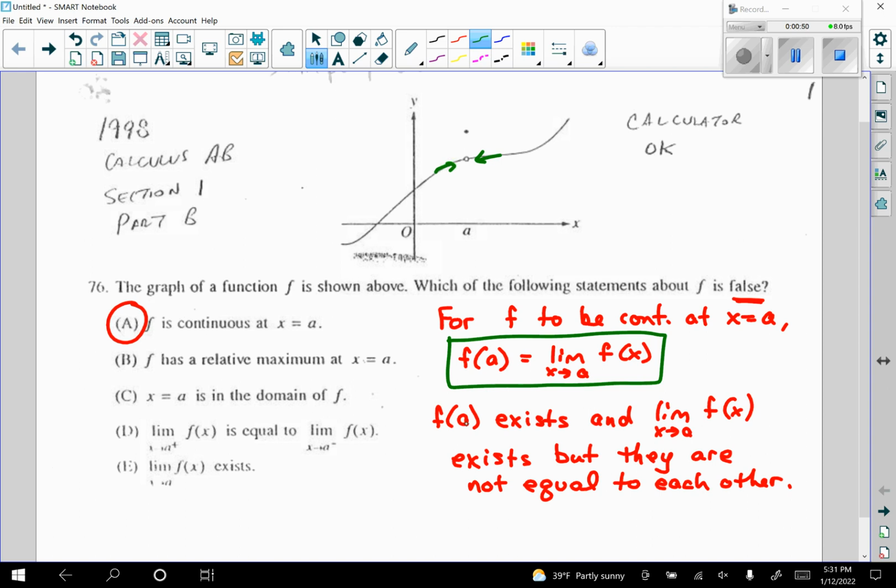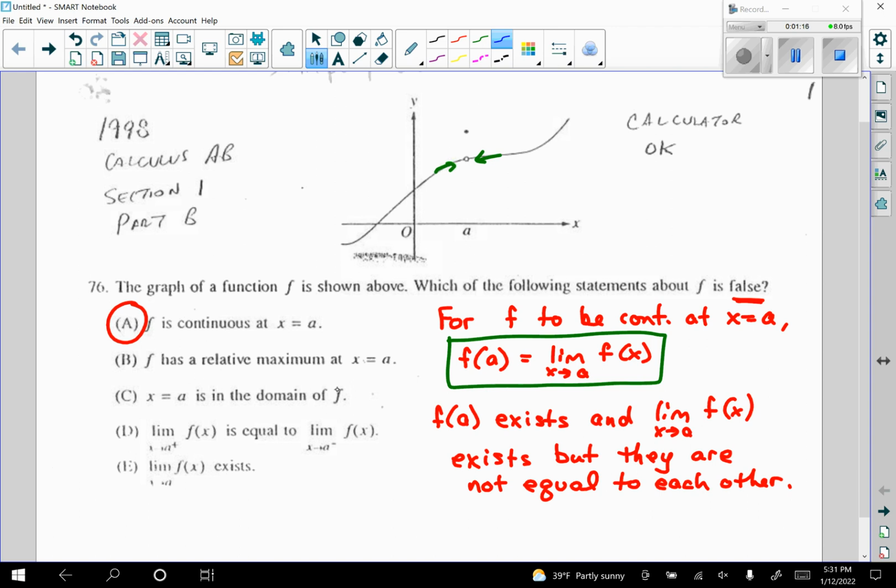So I do have written out here that f of A exists and the limit of f of x as x approaches A exists, but they are not equal to each other. But I still want to talk about why the others are true. So for B, f has a relative maximum at x equals A. That would be true. Because we have some discontinuity here, we would not have a derivative at x equals A. But this point is higher than all the other y values in its little neighborhood, so that's true.